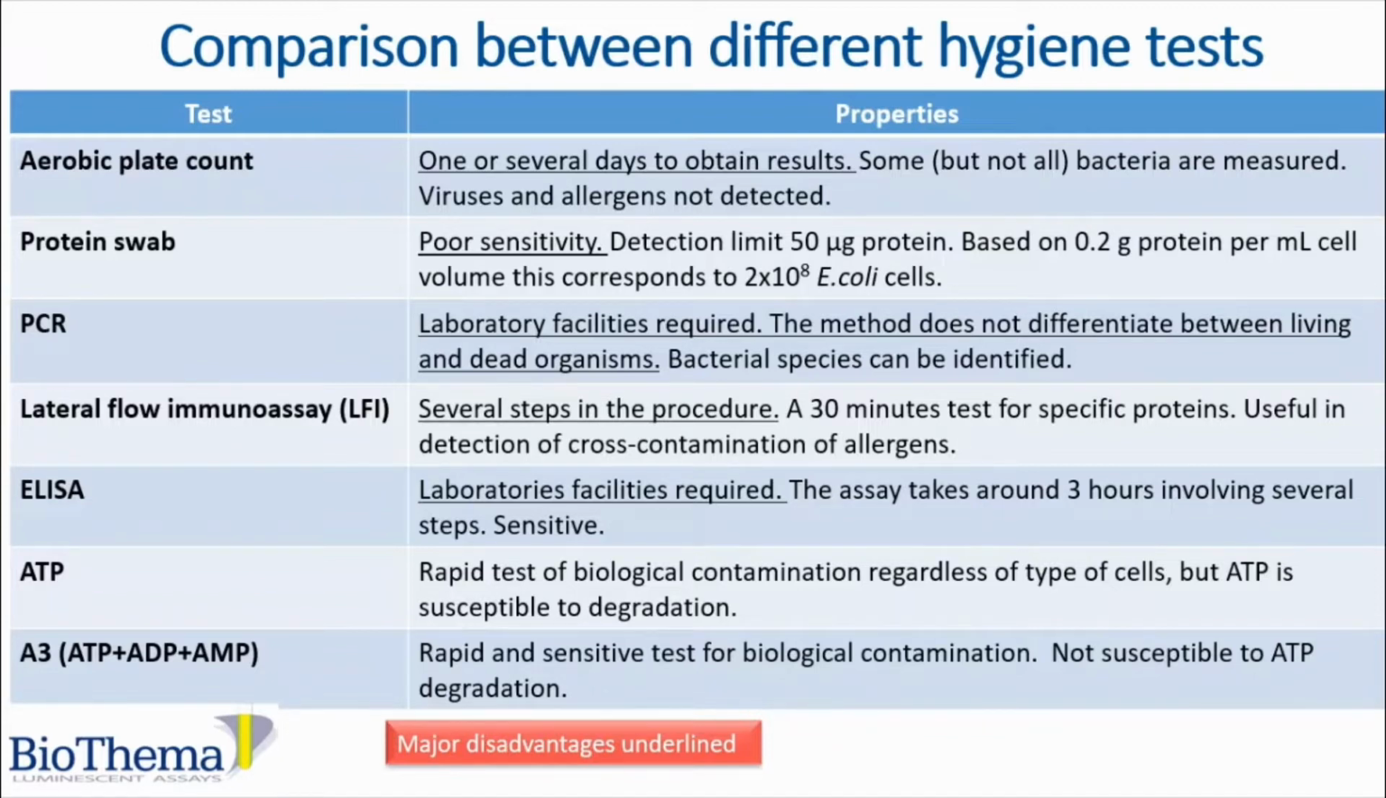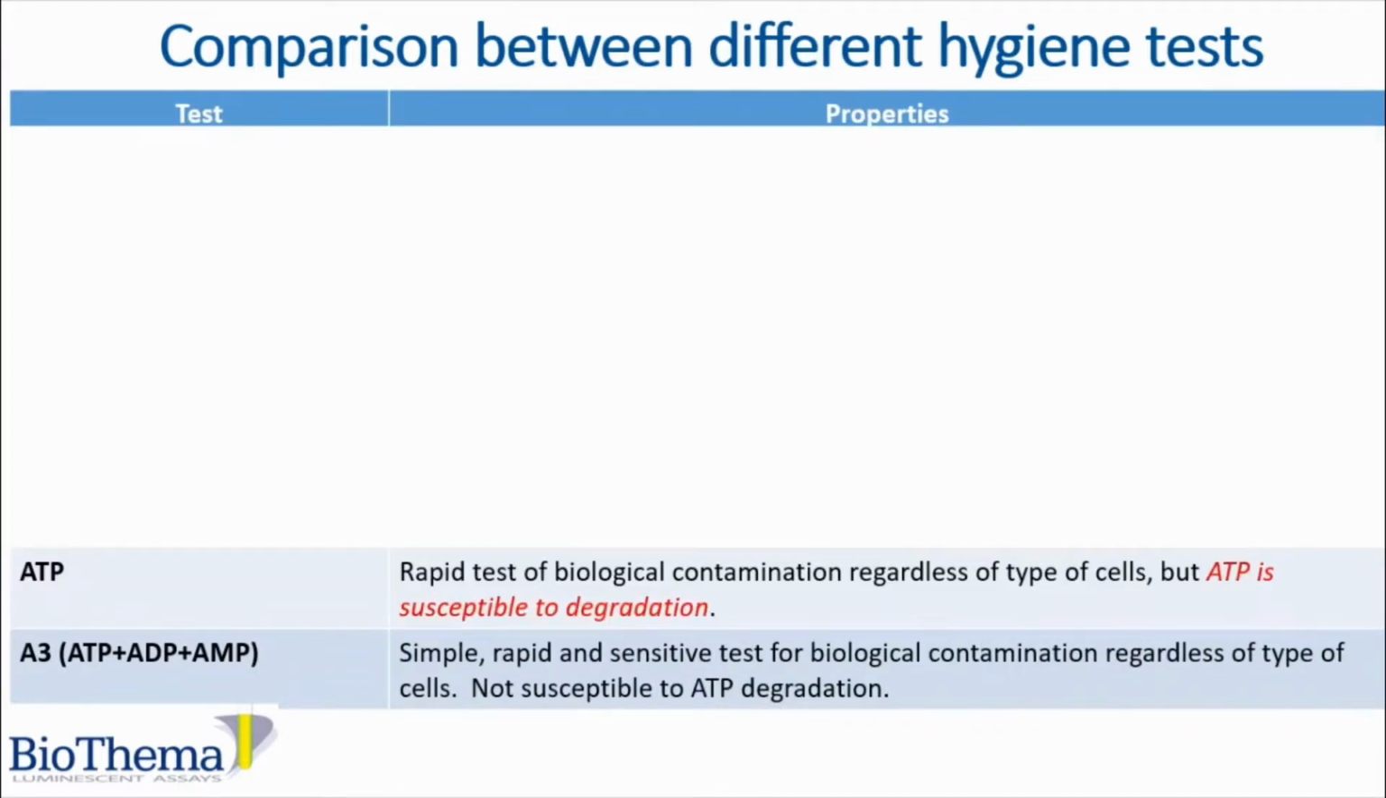And then we have ATP, which is a rapid test of biological contamination regardless of type of cells, but ATP is susceptible to degradation. And we have A3, ATP+ADP+AMP, a rapid and sensitive test for biological contamination, and it's not susceptible to ATP degradation. So we are essentially left with the last two alternatives. So how bad is it that ATP is susceptible to degradation?